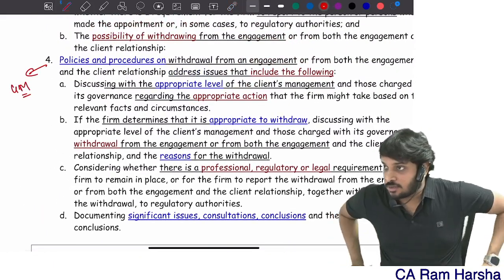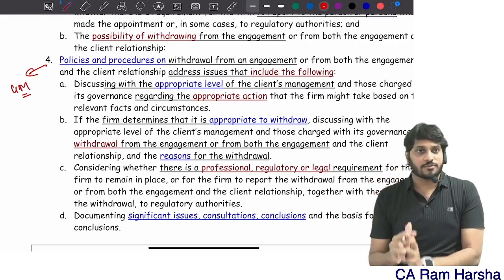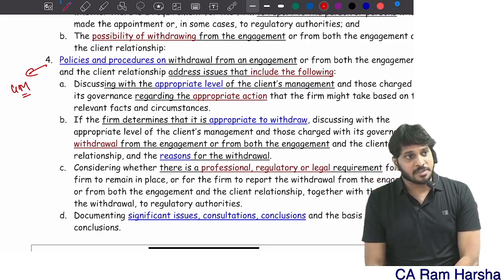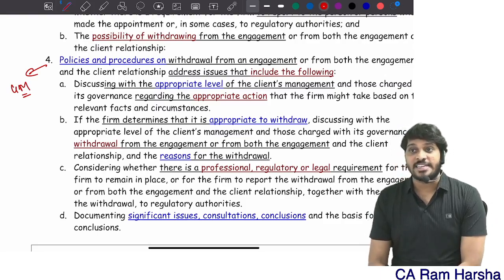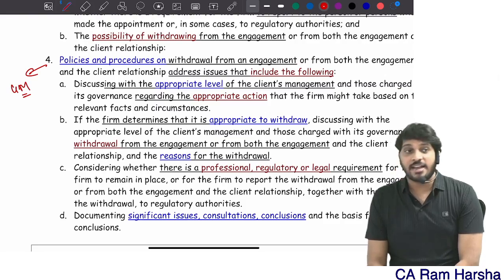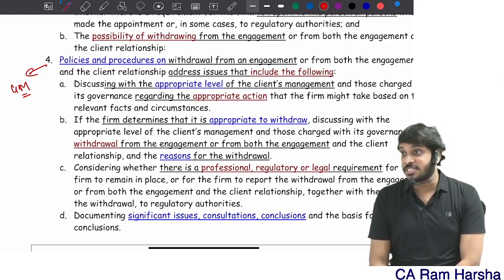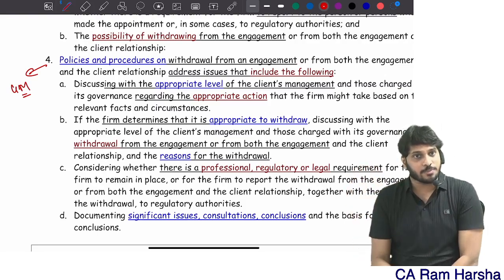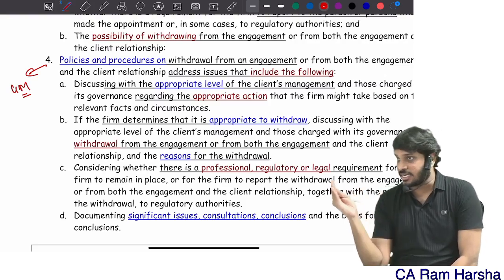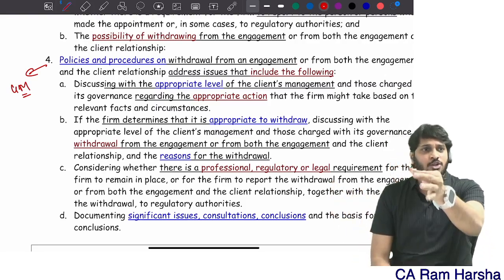They will give you a question like: you have been appointed as an auditor of so-and-so entity. The auditor has accepted the audit after evaluating certain factors. After that, he came to know that the client is involved in money laundering activities, and the audit firm decided that if the information had been available at the time of acceptance, the firm would have declined the engagement. Now, after consulting legal opinions and all that, the firm decided to withdraw.